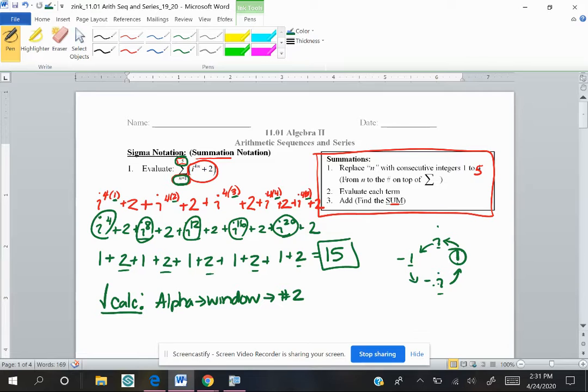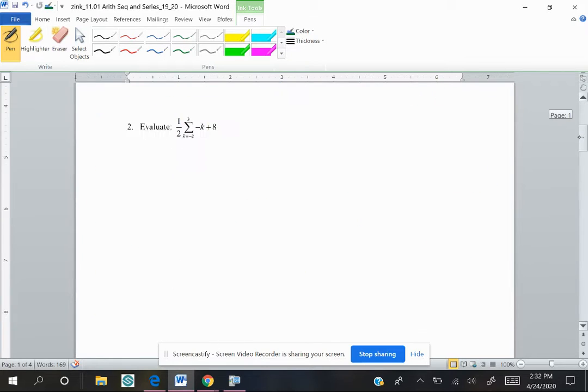Let's try another one. So this one, I got a couple other things going on here. We have a 1/2 out in the front. And then in this case, this is not in parentheses, that 8. So we're not going to add it each time. So I'm actually going to rewrite it a little bit differently. So I'm going to put the 8 here so we don't get confused.